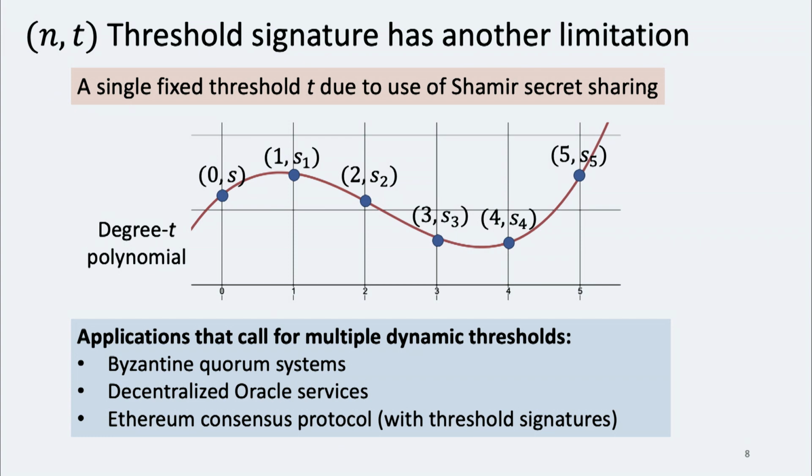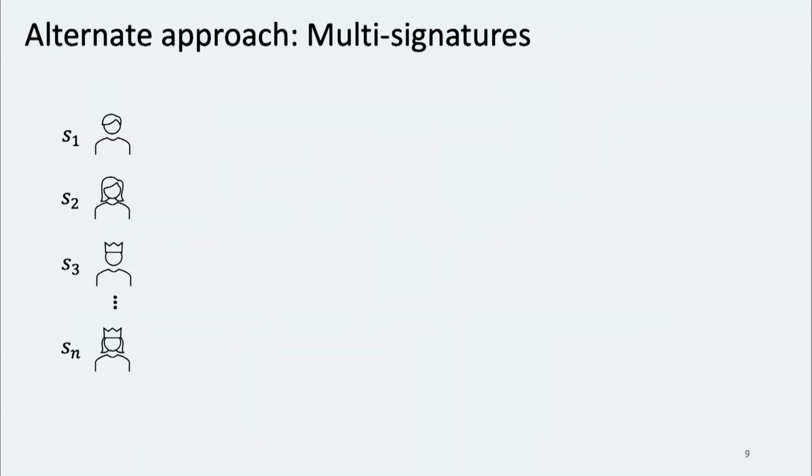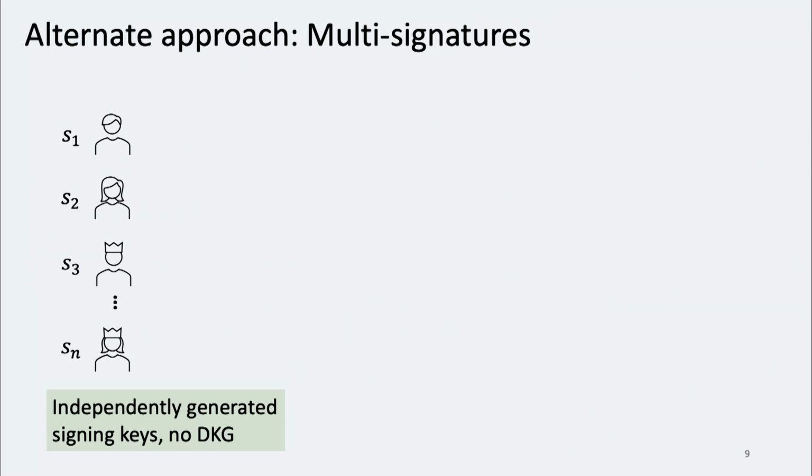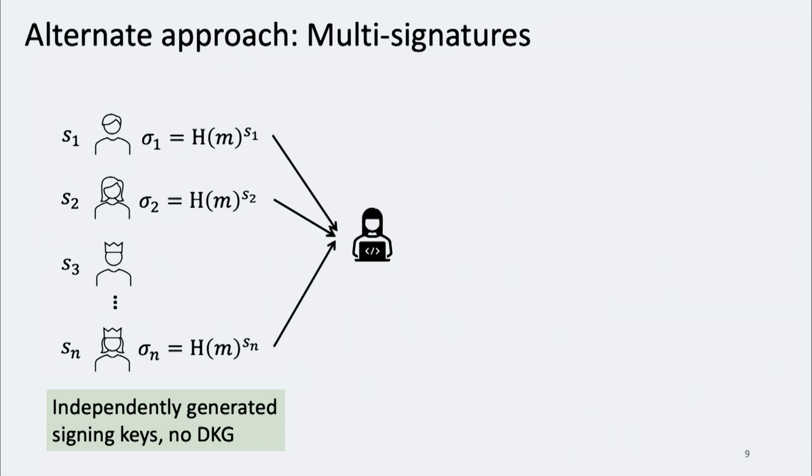Okay, so the virtualization approach doesn't quite work well. So let's try something else. There is an alternative approach that's fairly similar to threshold signature called multi-signatures. First, it immediately offers an advantage: we no longer need DKG or correlated keys. In multi-signatures, the signing keys for different parties are independently generated. And next, they each produce a partial signature.